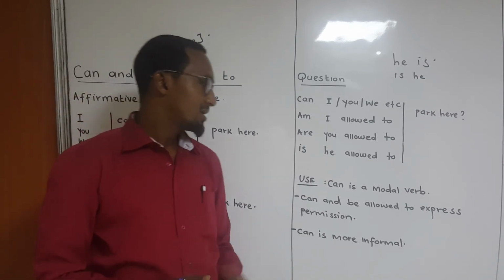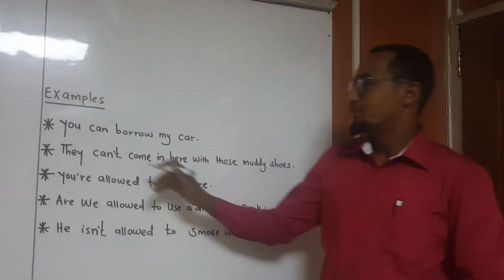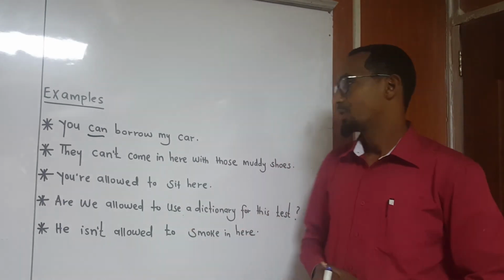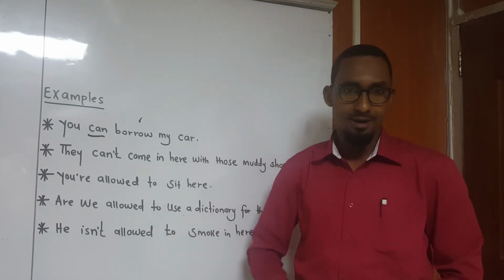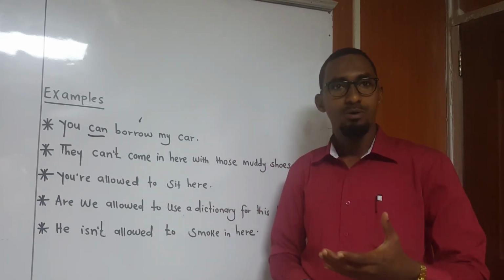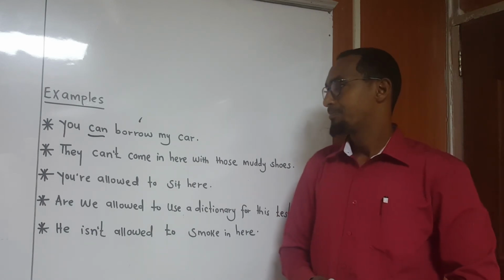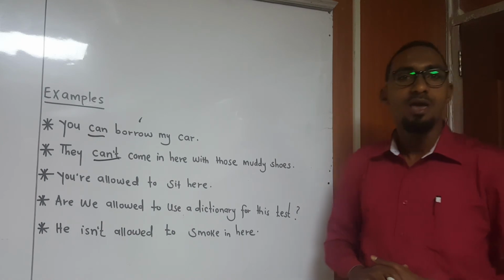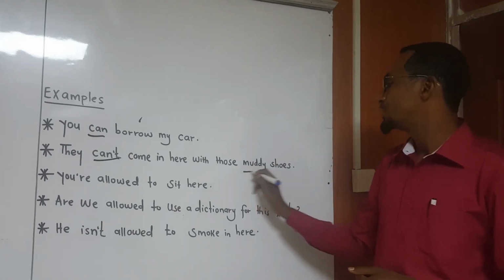Let's now look at these examples. The first one we have, you can borrow my car. Borrow is the opposite of lend. You can borrow my car. Negative, they can't come in here. They can't come in here with those muddy shoes.